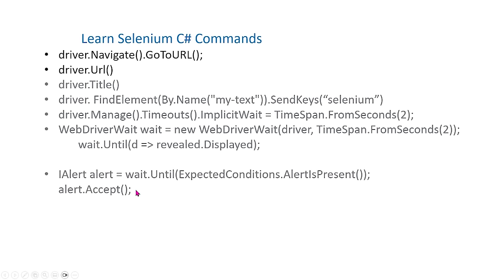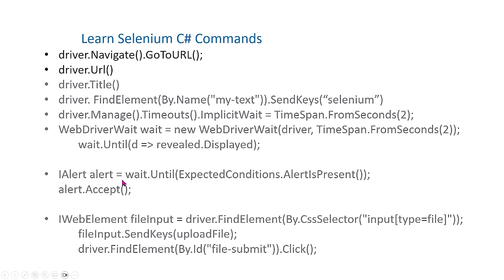Next, alert. So basically we're waiting until a certain condition is met, and that condition is that an alert shows up. After that alert shows up, we're going to accept the alert. And then next, what we have right here is file input. So we're finding a file input element by the CSS selector right here, and then we're sending this upload file. And then we're basically submitting a file into that web page.